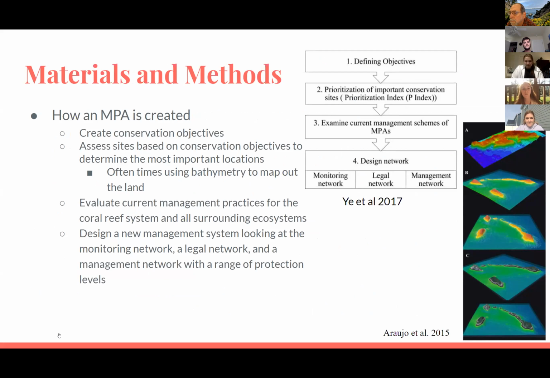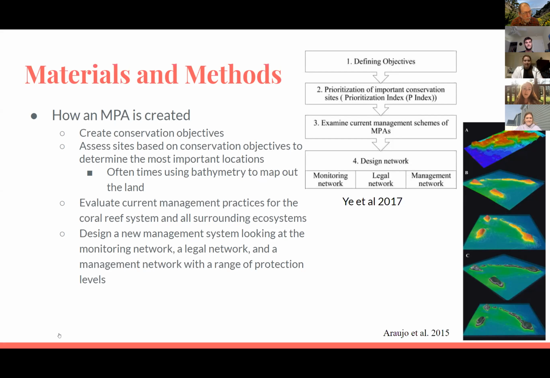You first come up with conservation objectives just to see what you want to accomplish with the protected area. Then they assess the sites based on the conservation objectives to determine which ones are most important. That way they can prioritize which areas need to be worked on first. One way they can do that is through bathymetry, which is the colorful pictures. They basically just map out the land and the underwater region of these protected areas.